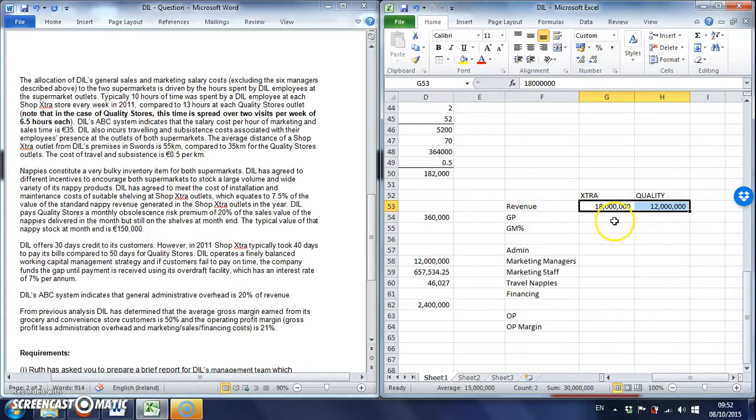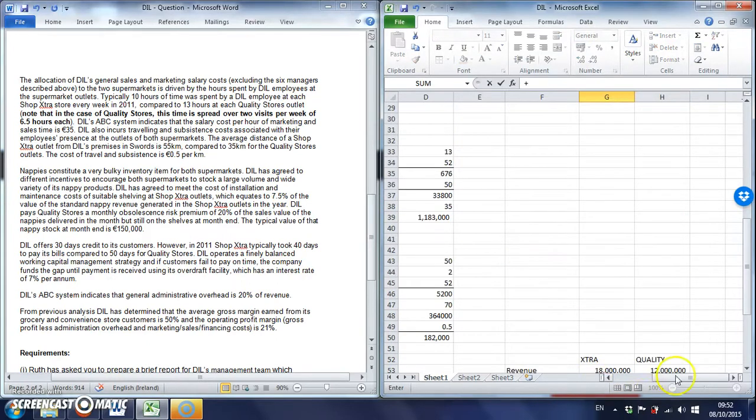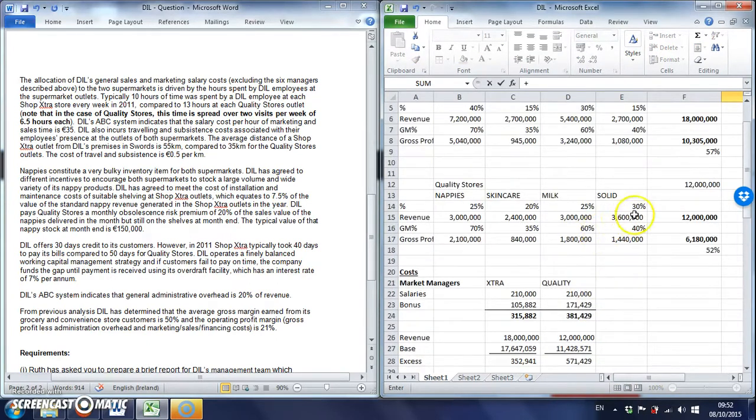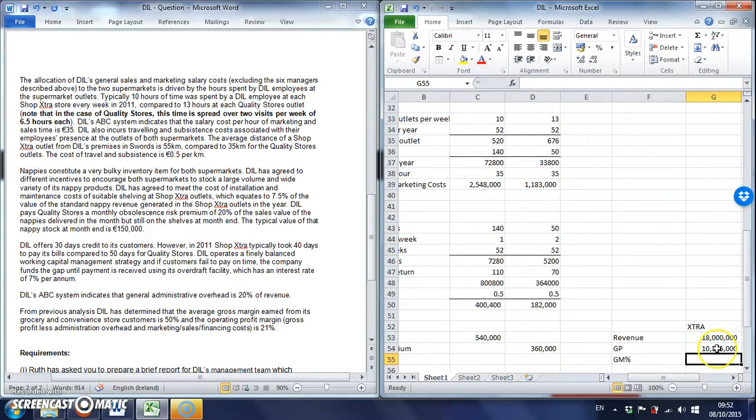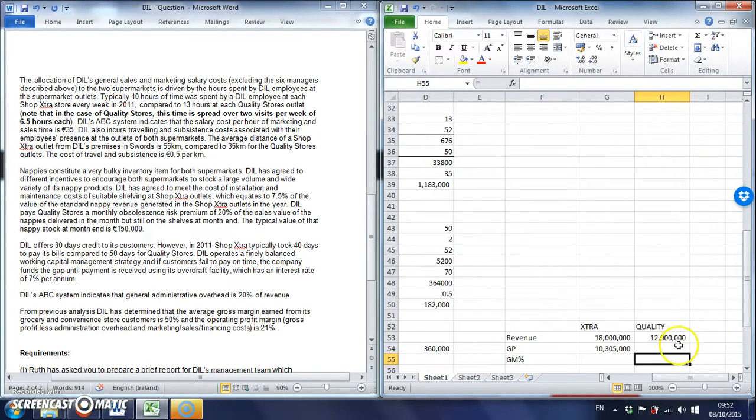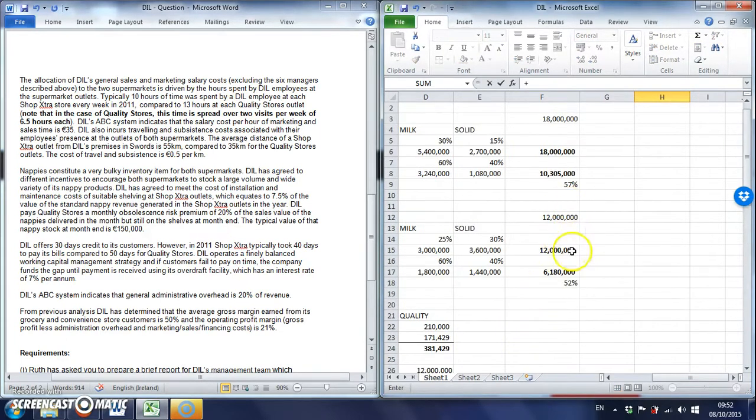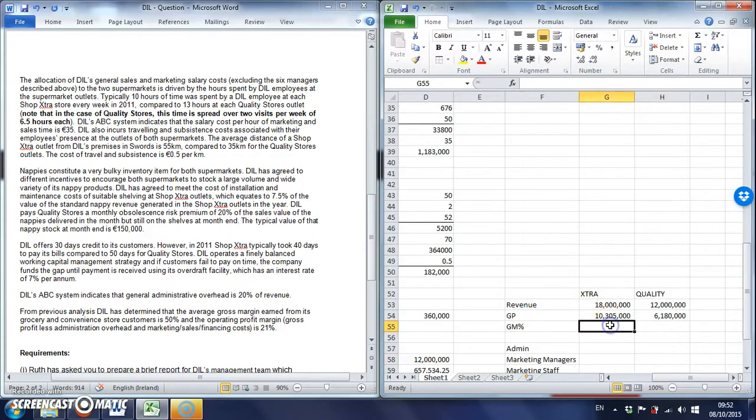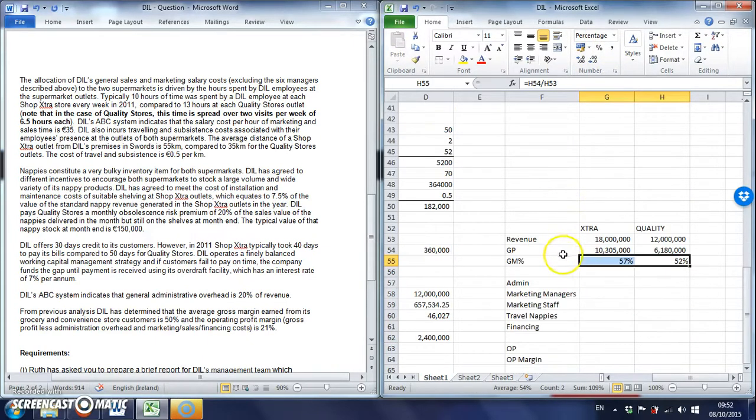Yeah. Gross profit, well, we've worked out up here. You're just going to drag it in. Gross profit here is 10 million, and the gross profit on the quality was 6 million. And you can get the margin by putting one over the other. So this is just on the face of it for a final report. You want to make it look professional.